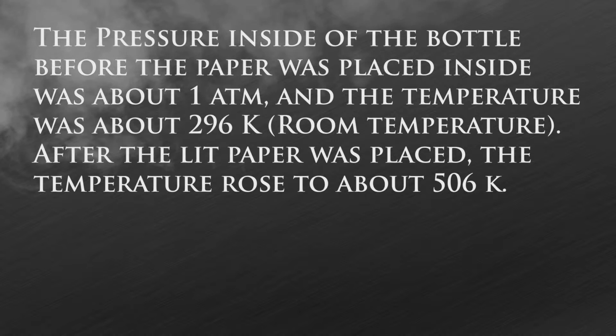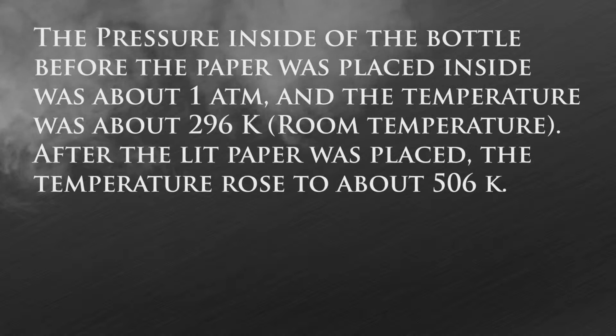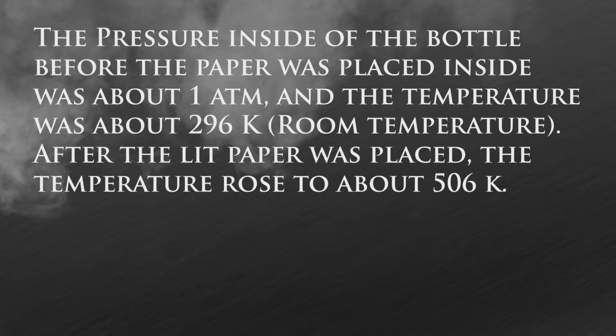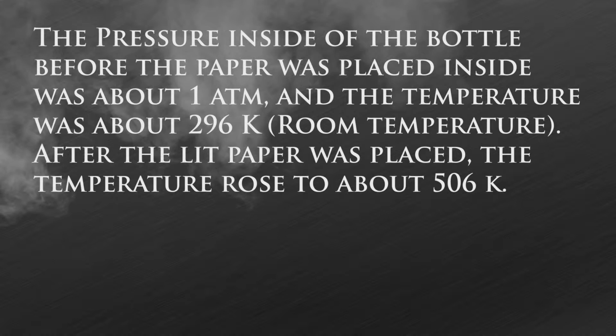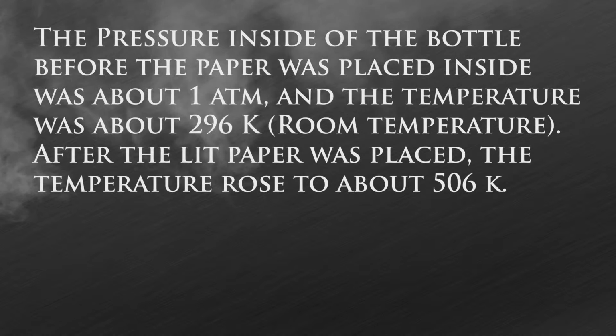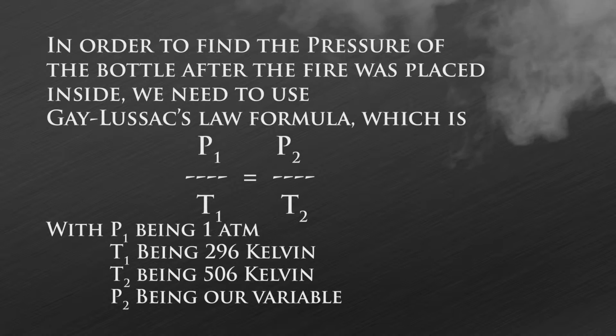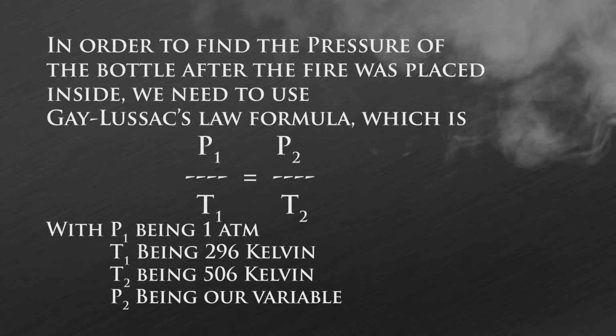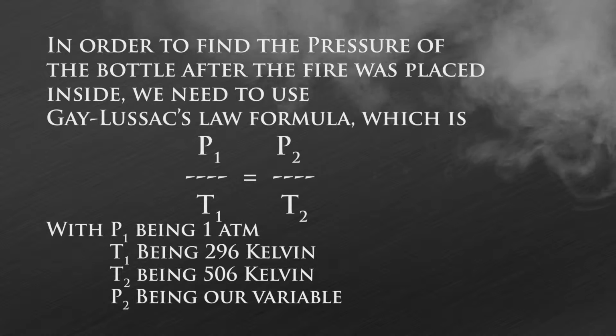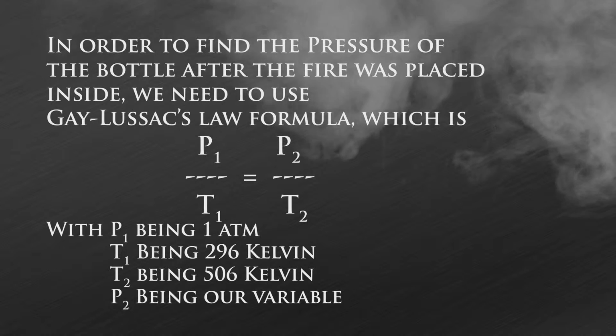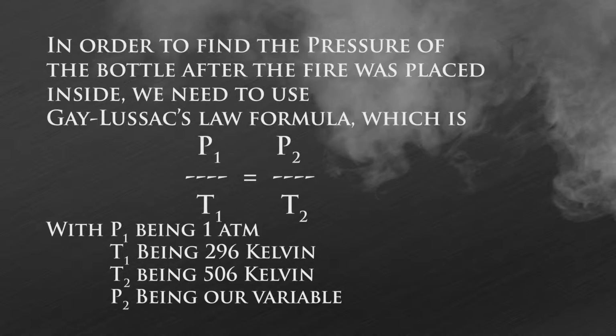The pressure inside the bottle before the paper was placed inside was about 1 atm and the temperature was about 296 Kelvin. After the lit paper was placed, the temperature rose to about 506 Kelvin. In order to find the pressure of the bottle after the fire was placed inside, we need to use Gay-Lussac's law formula, which is P1 over T1 equals P2 over T2, with P1 being 1 atmosphere, T1 being 296 Kelvin, T2 being 506 Kelvin, and P2 being our variable.